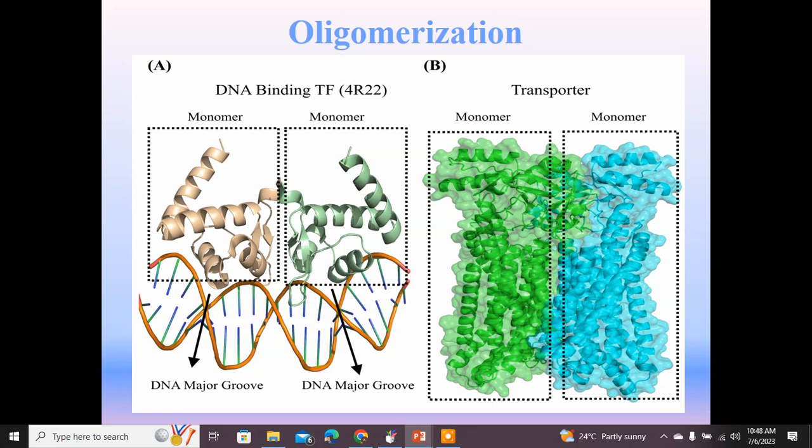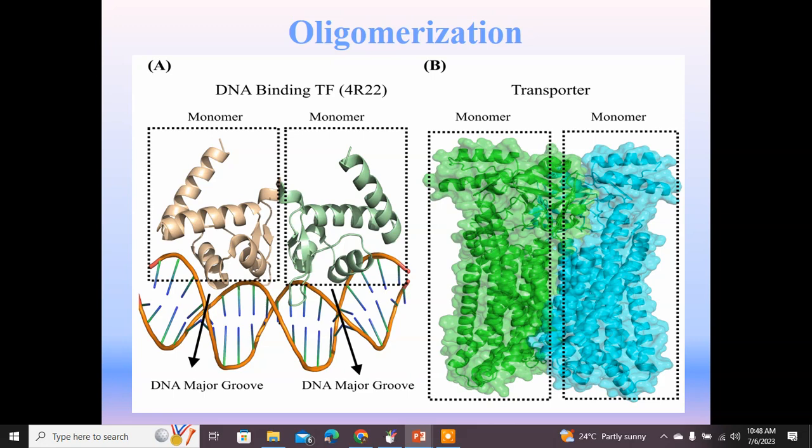DNA is double stranded, and if it has to interact with the DNA for a certain process, it has to interact with both the strands. Because you know that the DNA is not only double stranded, but it is also same and anti-parallel.